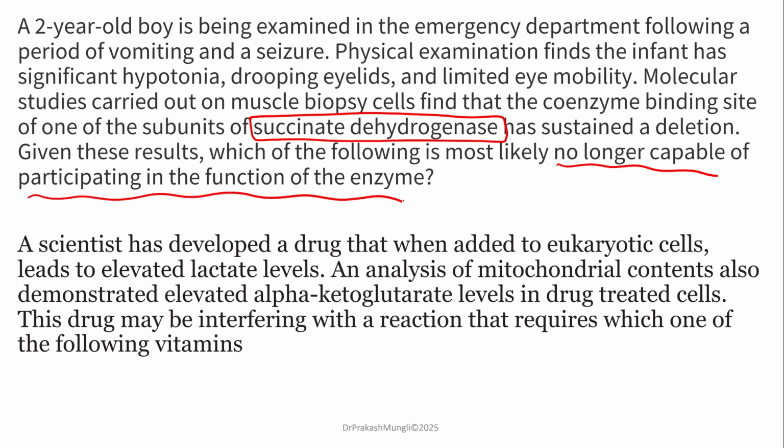So indirectly what this question is asking, what is the function of succinate dehydrogenase? If you ask me, Dr. Mungli, can you make a single line question on this? That's my question. What is the function of succinate dehydrogenase? That's it. That is what they're asking. What is the function of succinate dehydrogenase that you have studied so far? Anywhere you came across this name, succinate dehydrogenase?